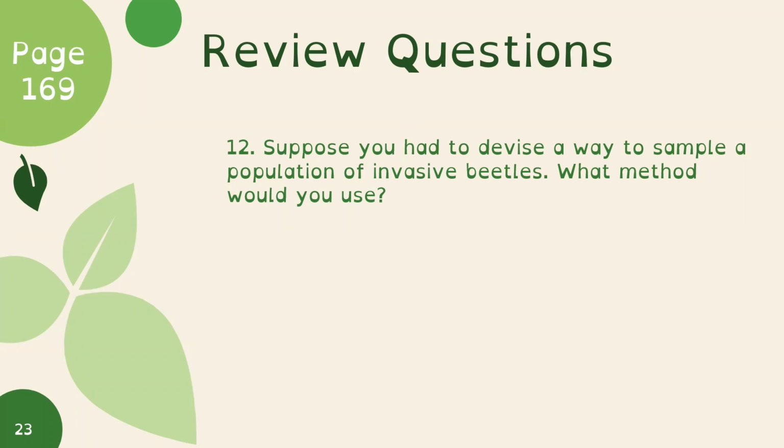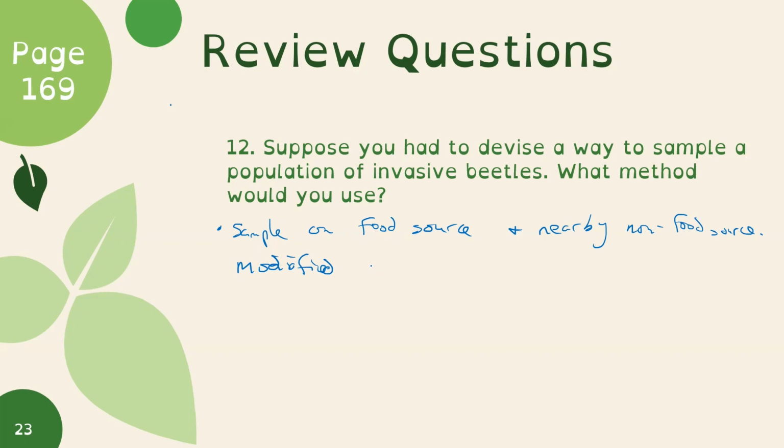In terms of devising a way to sample a population of invasive beetles, I would sample them on their food source. I would do something similar to a line transect sample, where it's in a space, but I would sample on the food source and nearby. I guess it could be either a modified quadrat or modified line transect, depending on what you think you're modifying.